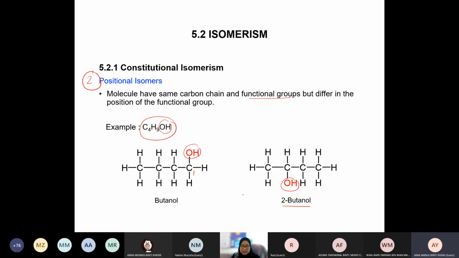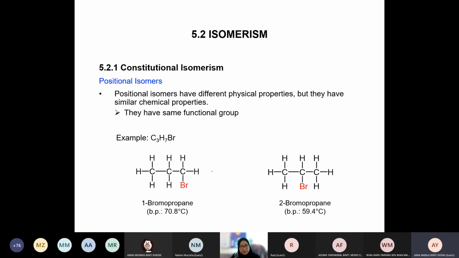Okay, the position of the functional group is no longer the same. Okay, it's not the same lah. So it changed from 1 to 2, 2 to 3 to somewhere else. Okay, positional isomers have different physical properties, but they have similar chemical properties. So similar to chain isomer just now, they have the same chemical properties, but different physical properties. Because why? Because they have the same functional group.